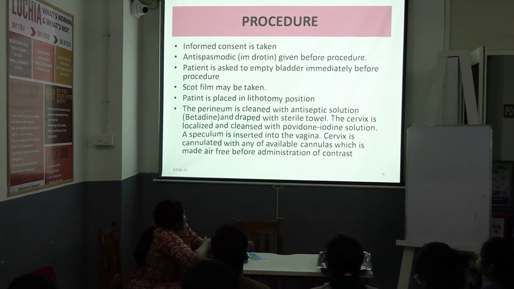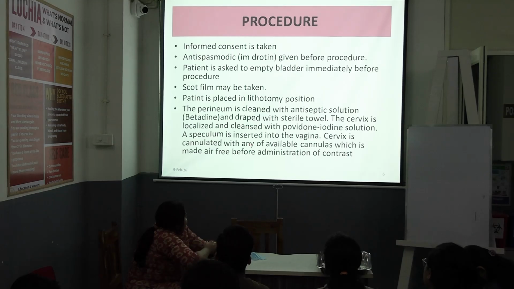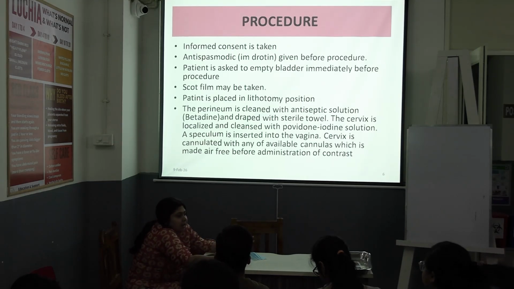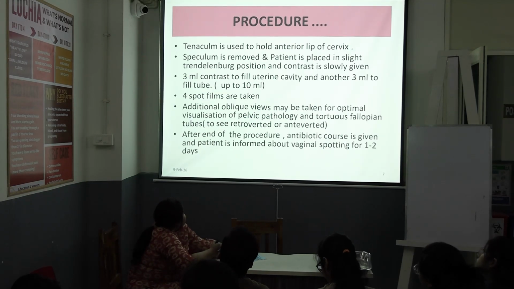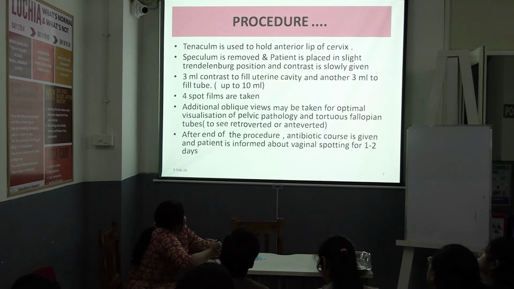A speculum is inserted into the vagina, and the cervix is cannulated with any of the available cannulas, which is made air-free before administration of the contrast. Another thing while preparing the patient: you have cleaned everything, and then you have to check whether the HSG cannula is air-free or not. A tenaculum is used to hold the anterior lip of the cervix. The speculum is removed, the patient is placed in slight lithotomy position, and contrast is slowly given.